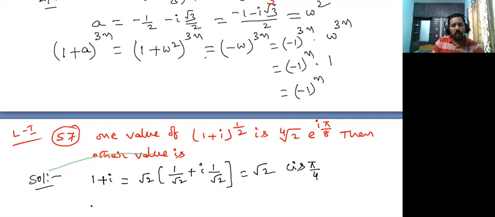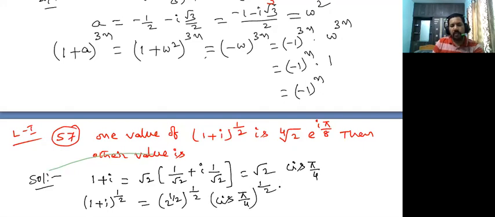Now (1 plus i) whole power 1 by 2 is equal to applying power 1 by 2 on both sides. Root 2 means 2 power 1 by 2. Now cis pi by 4 whole power 1 by 2. This is the square root of a complex number.